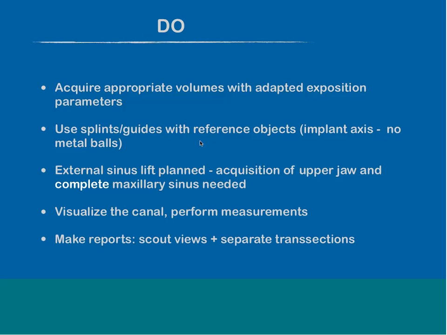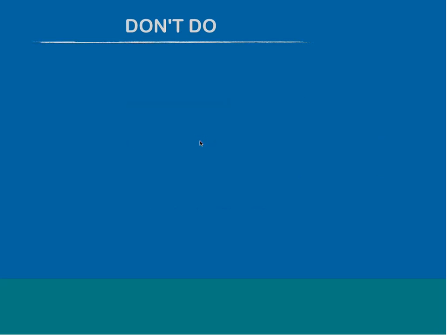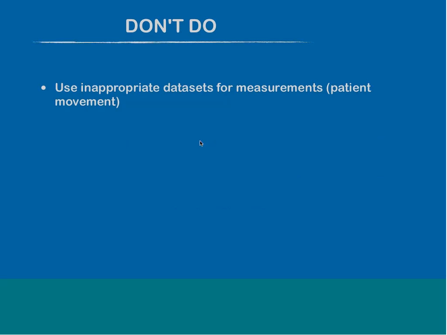What you have to avoid is the use of inappropriate data sets for measurements, especially when the patient moved while the acquisition was made. So just check for patient movement in data sets. You can easily observe that in the frontal teeth area, or if you see some double contours of the bone. So please check for these kinds of patient movements.